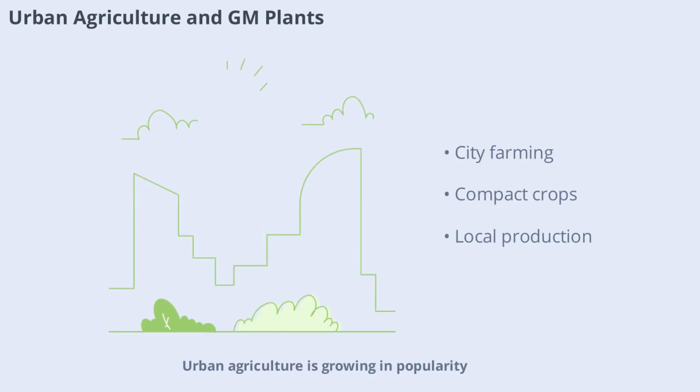Urban agriculture is growing in popularity, and genetically engineered plants can play a role in making city farming more productive. GM crops designed for compact spaces or with enhanced yields can help urban farmers grow more food in limited areas. This supports local food production and reduces the environmental impact of transporting food over long distances.